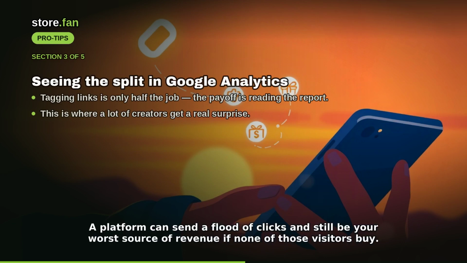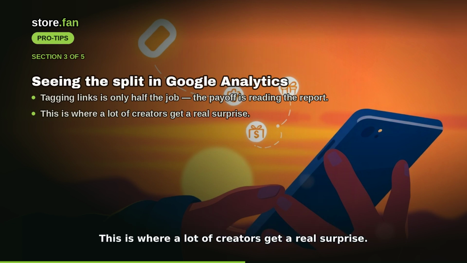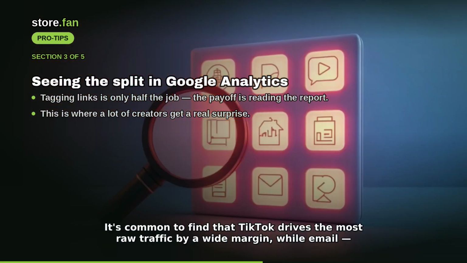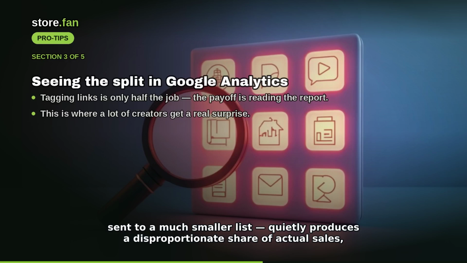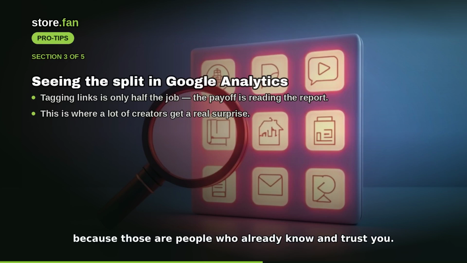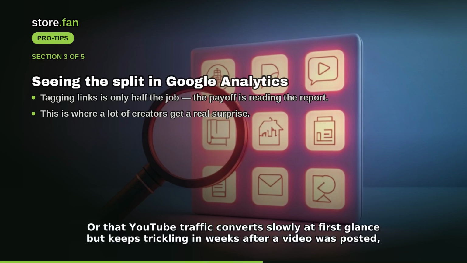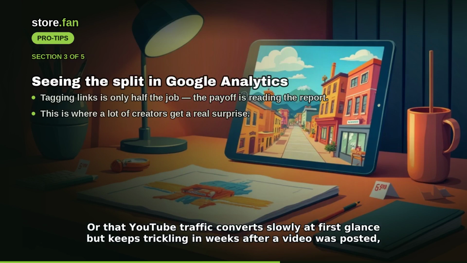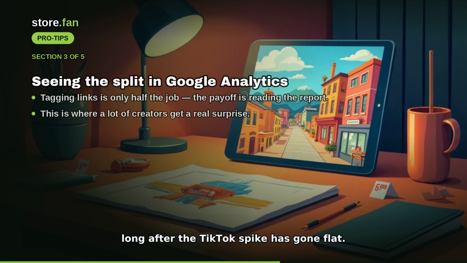A platform can send a flood of clicks and still be your worst source of revenue if none of those visitors buy. This is where a lot of creators get a real surprise. It's common to find that TikTok drives the most raw traffic by a wide margin, while email, sent to a much smaller list, quietly produces a disproportionate share of actual sales, because those are people who already know and trust you. Or that YouTube traffic converts slowly at first glance, but keeps trickling in weeks after a video was posted, long after the TikTok spike has gone flat.